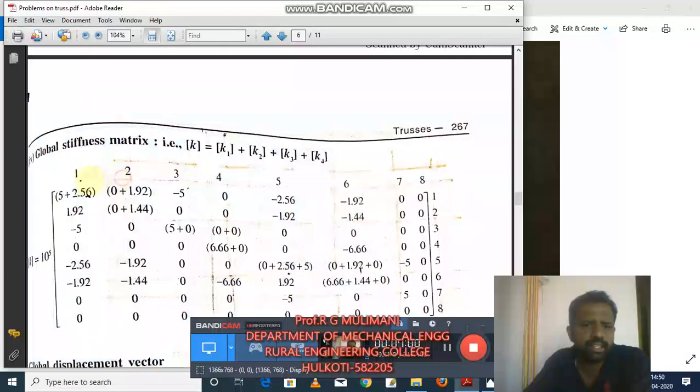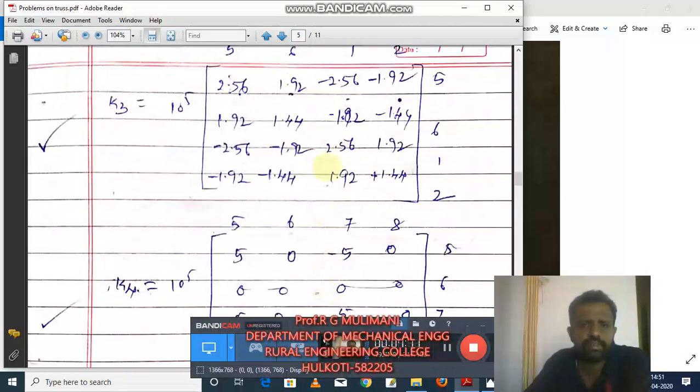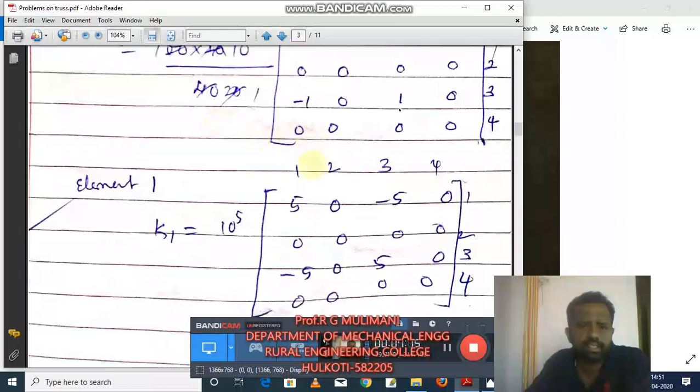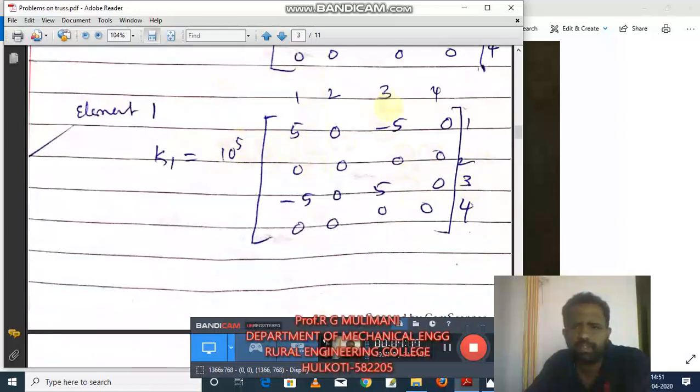You can see here what is written on the top. It is 1, 2, 3, 4 up to 8. It is nothing but the degrees of freedom. Okay, let us consider the stiffness matrix for the element 1. Element 1, what is the size of the stiffness matrix? It is 4 by 4. You already know what is this 1, 2, 3, 4. These are the degrees of freedom.